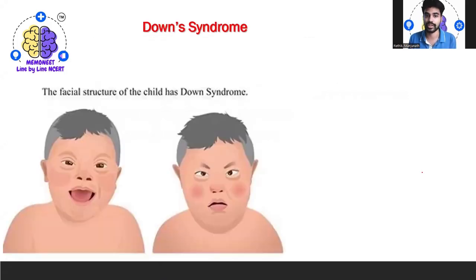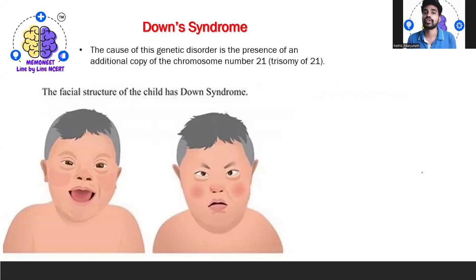Coming to Down syndrome, as the figure itself is representing, it is an abnormal body structure. The cause of this genetic disorder is the presence of an additional copy of chromosome number 21, that is trisomy of 21.